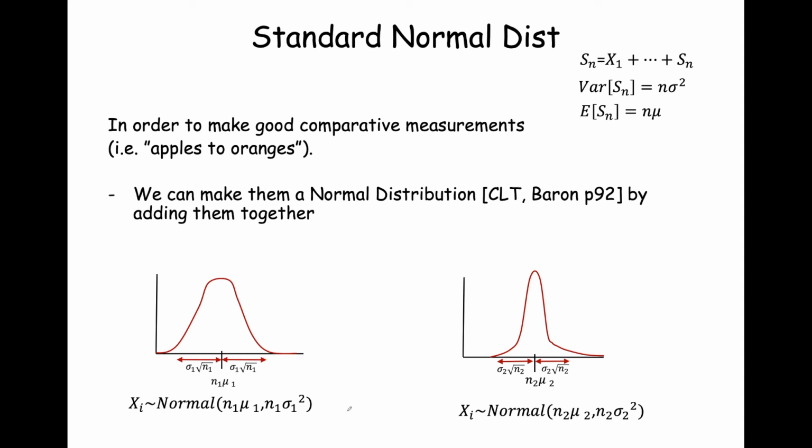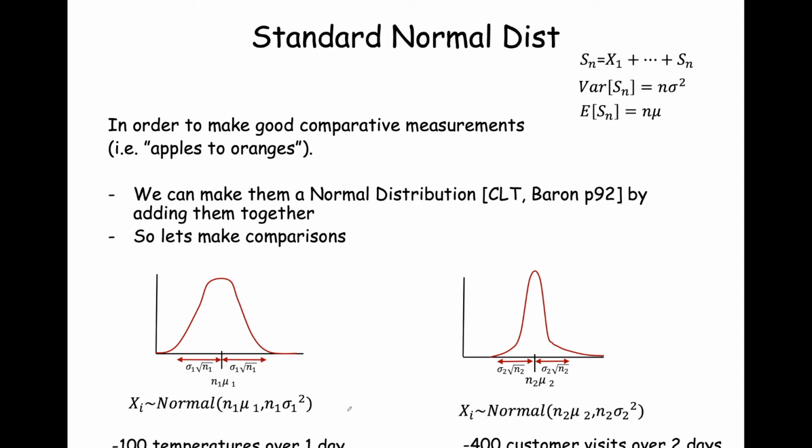But the one caveat is they'll look like different normal distributions because the number of samples might be different, and if the number of samples are different, the terms in that Sn, the normal distributions are going to be different relative to the original distributions from which those samples came. And so in order to make comparisons, which is what we want to do, that's why we cast these different distributions as normals. Let's imagine then we had two different distributions. We had 100 temperatures measured over 1 day, and a temperature is best described by a normal distribution.